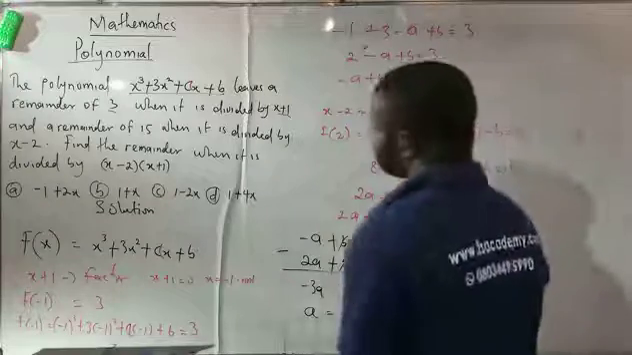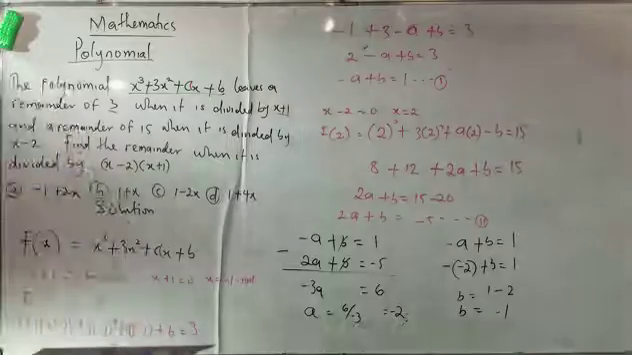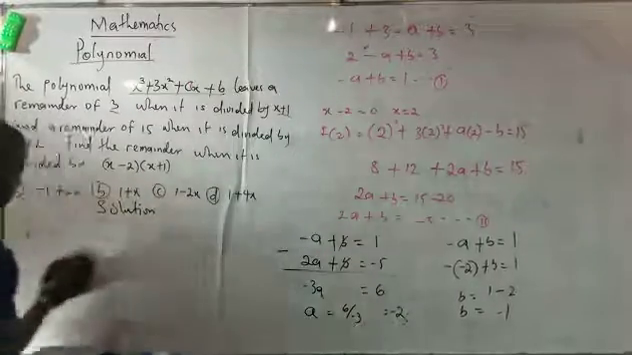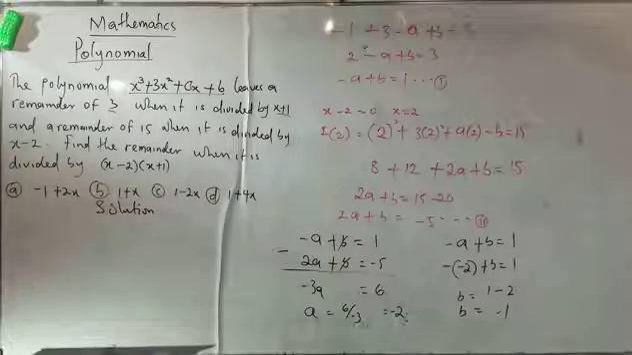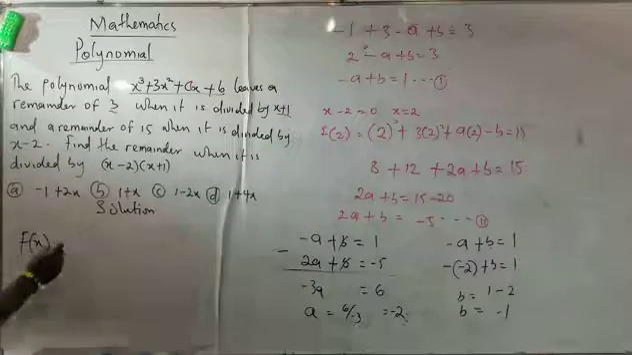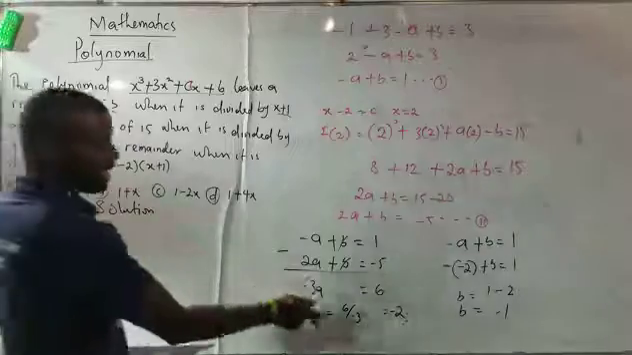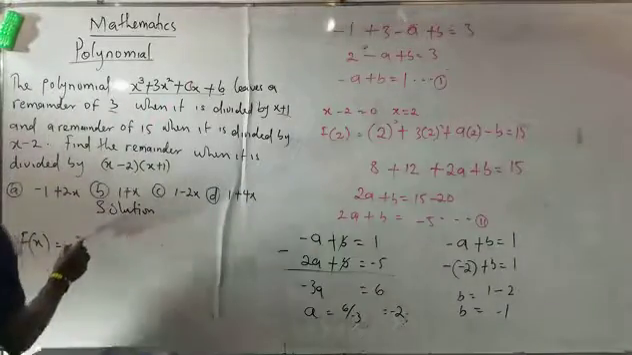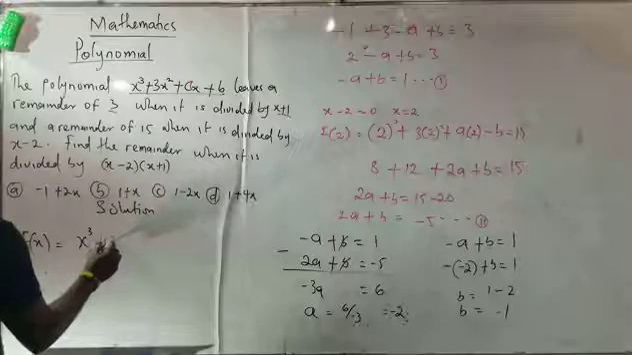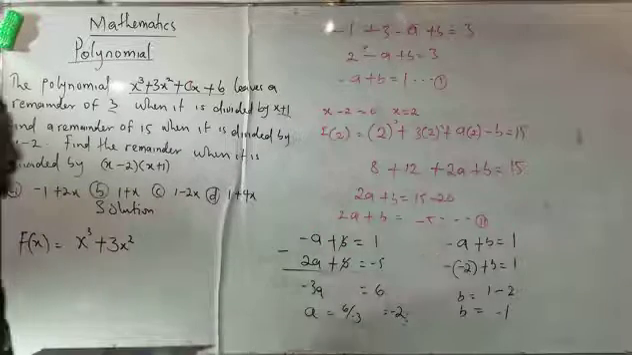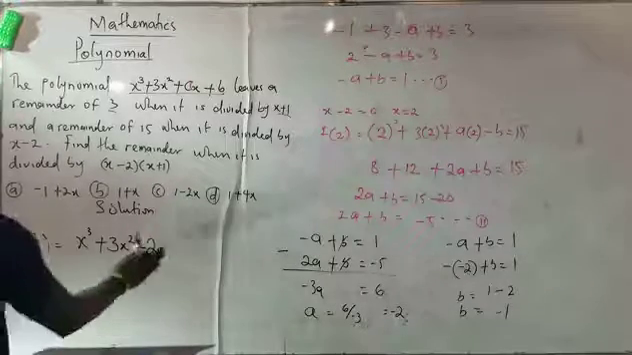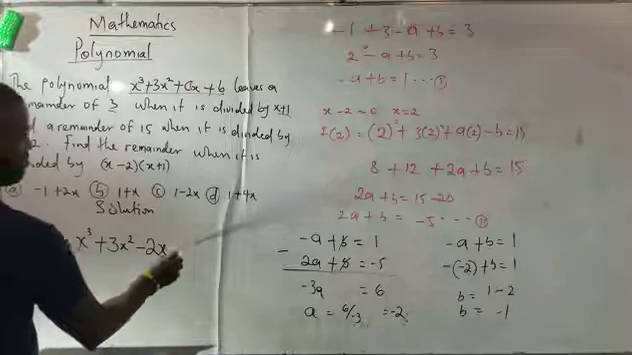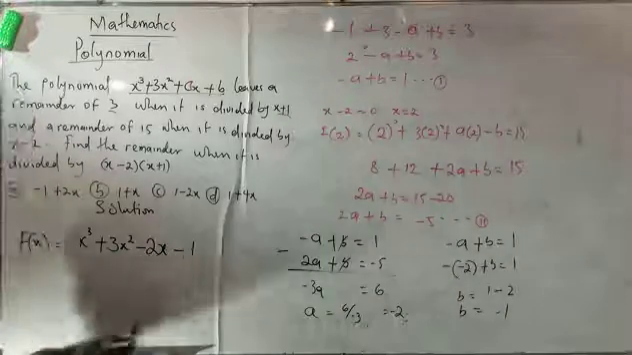Now, back to the real function. At this junction, since I've sorted out my a and b, my f of x will be equal to x cubed plus 3x squared minus 2x minus 1. That is my f of x.